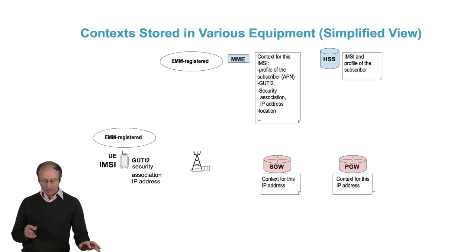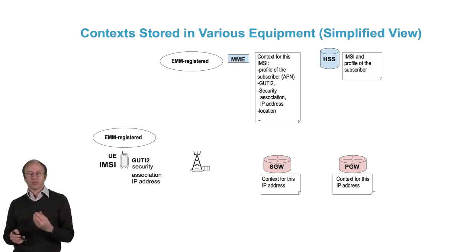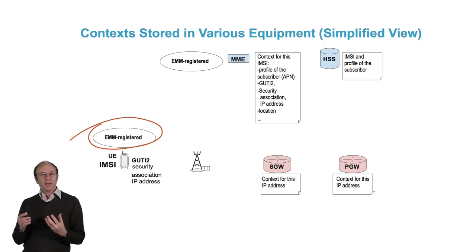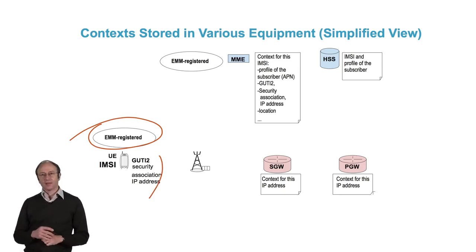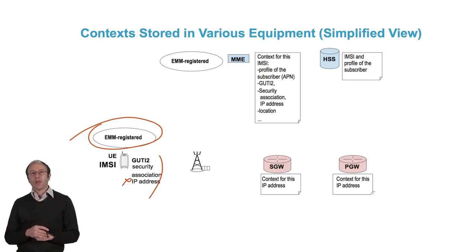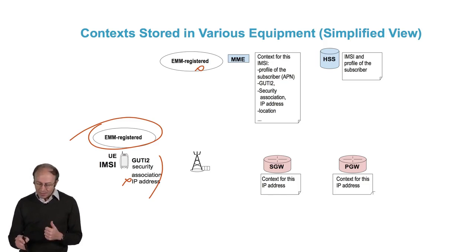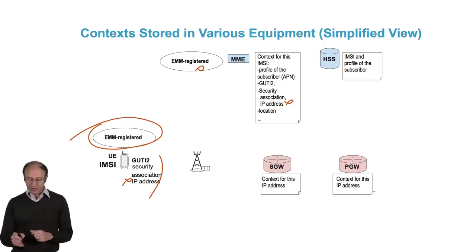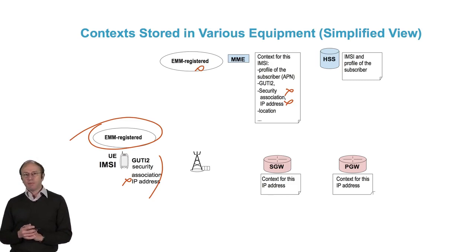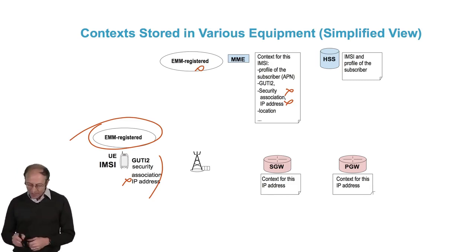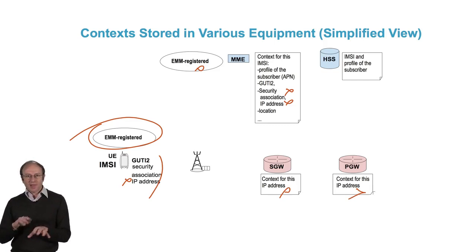At the end of the procedure, we have a terminal in the EMM registered state, meaning it has been taken into account, it has a security association and an IP address. The context is updated by the MME, which retains the IP address and the security association, of course, corresponding to the terminal. The S-gateway and the P-gateway also have context elements, since they should store the TEIDs. This is the table we saw last week.